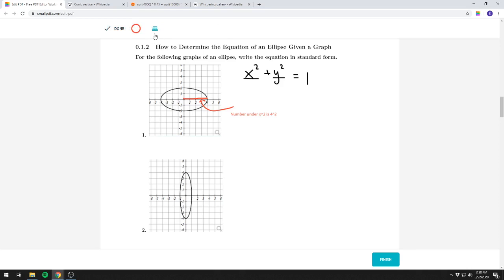Let's go ahead and draw that in under my x squared. We'll have 16. And you do the same thing for the y. So if we look from the center up to where we hit the y-axis, we can see that is going to be 2. So the number under the y squared is 2 squared.